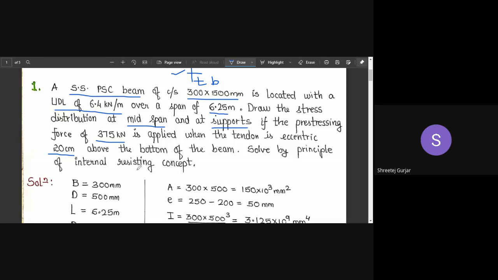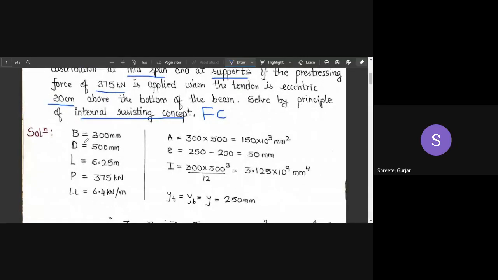So solve by the internal resisting concept. The internal resisting concept is nothing but your force concept. Remember, it is your force concept, so do not solve this numerical by your stress concept. Solve this by the internal resisting concept, which is your force concept, wherein the loads are resisted by your internal forces. Right. So all these things are given, right?